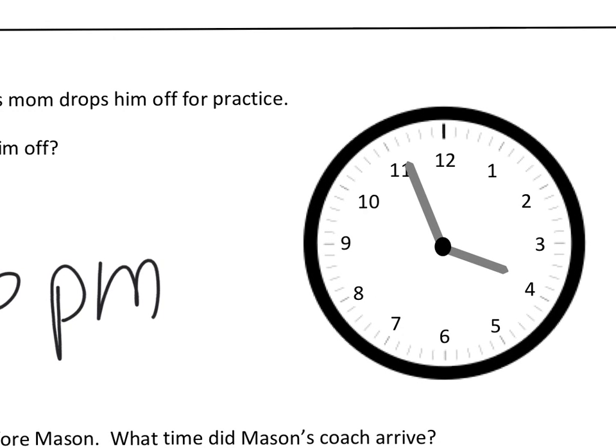So if I'm trying to figure out before, am I going to count forwards or backwards on my clock? I'm going to count backwards on my clock because if Mason arrived at this time and his coach arrived before he did, he's going to have to arrive earlier. So I'm going to count back 11 minutes. So this is going to be a little tricky because it's kind of hard to see while we're counting. But I'm going to start at 56 and I'm going to make jumps 11 times.